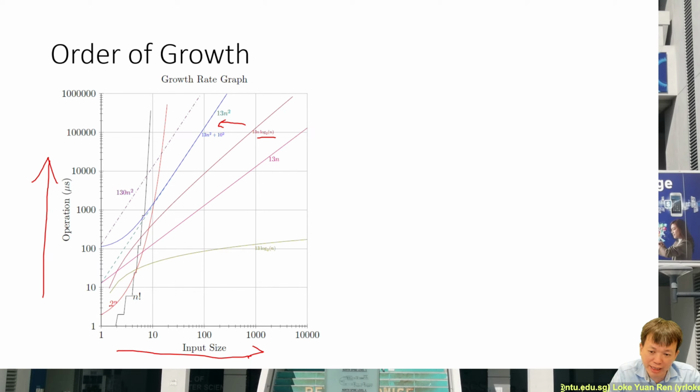But the scary one is 2 to the power of n or n factorial. If your computational time is n factorial or 2 to the power of n, you just increase your n a little bit, and the computational time already grows exponentially to a very scary number. So overall, you will find that n factorial is the fastest growth. Initially, you find that it's very slow.